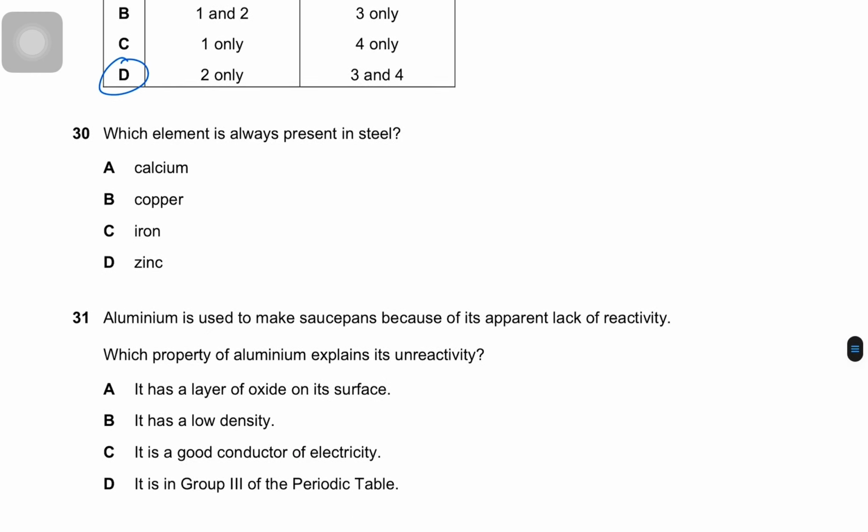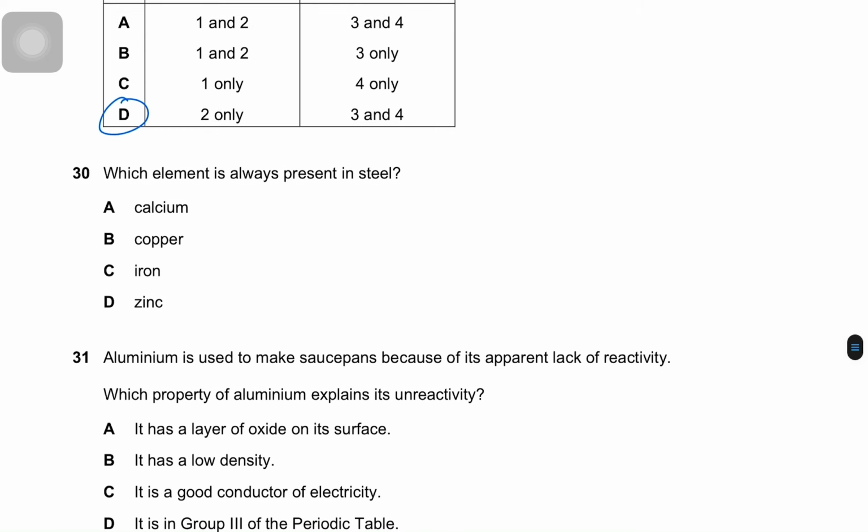Which element is always present in steel? So steel is mainly an alloy of iron, so definitely iron. Carbon could have been a very good option, but carbon is not even here.